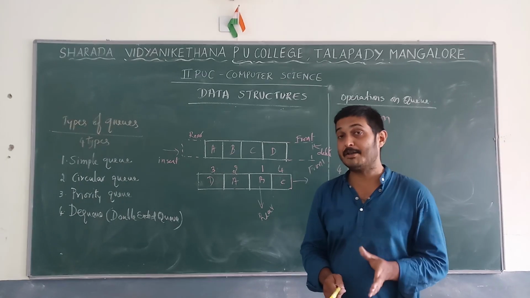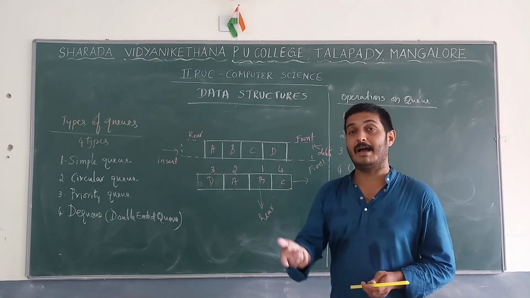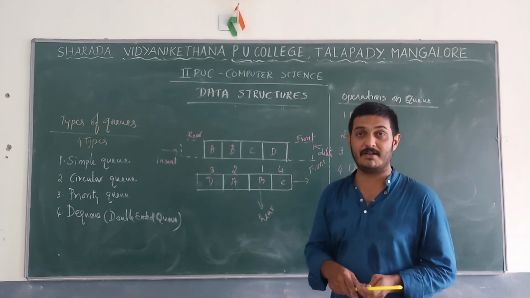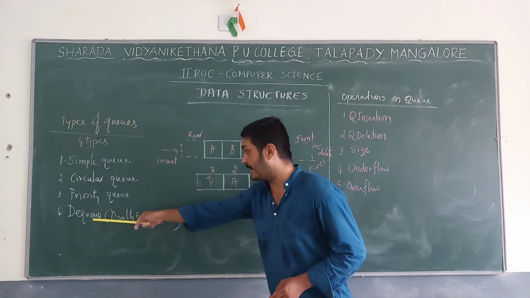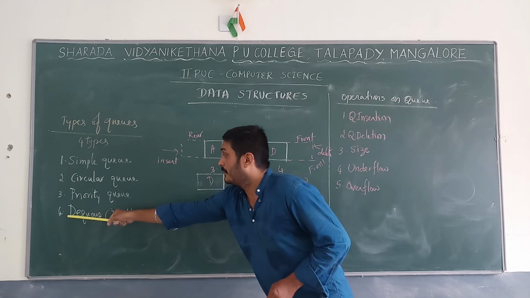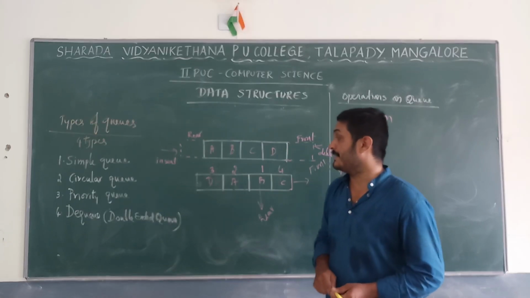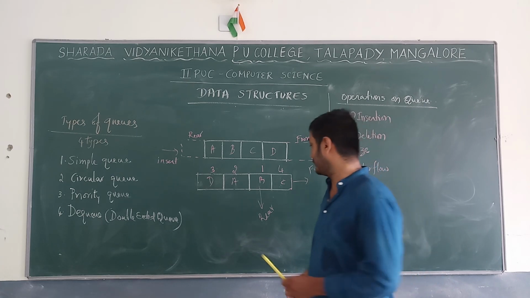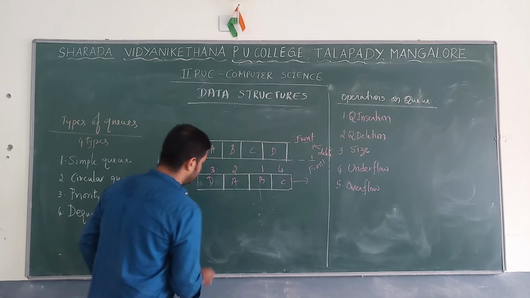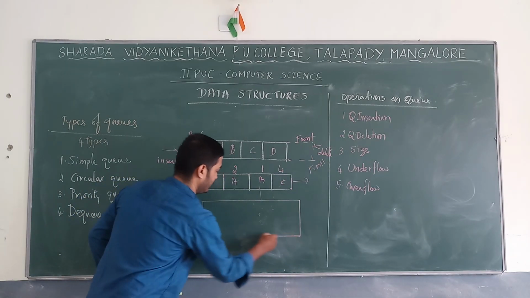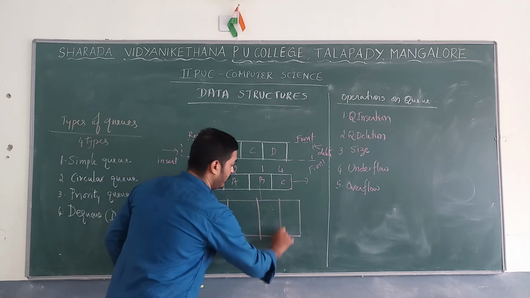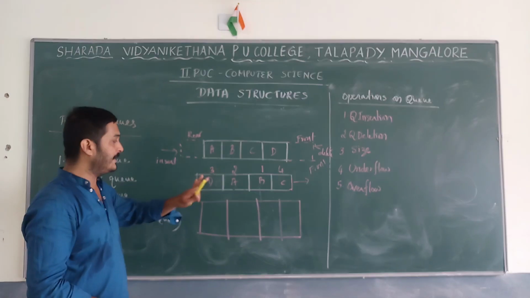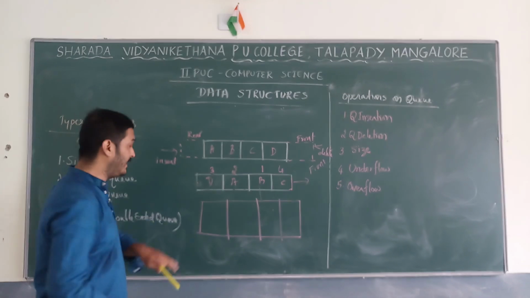One is NQ, that is for insertion, and the second one is DQ, that is for deletion. Fourth one is DQ. DQ means double-ended queue. What do you mean by DQ? Double-ended means it is a queue like this, and here insertion and deletion take place at both ends.